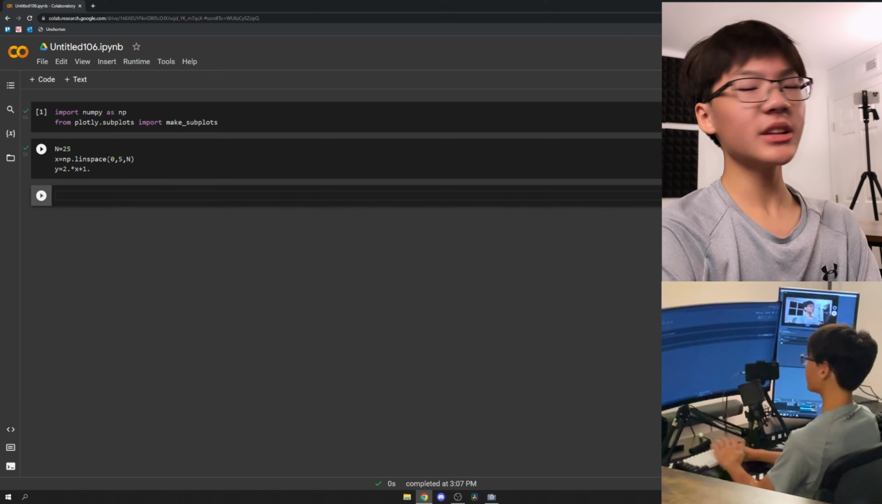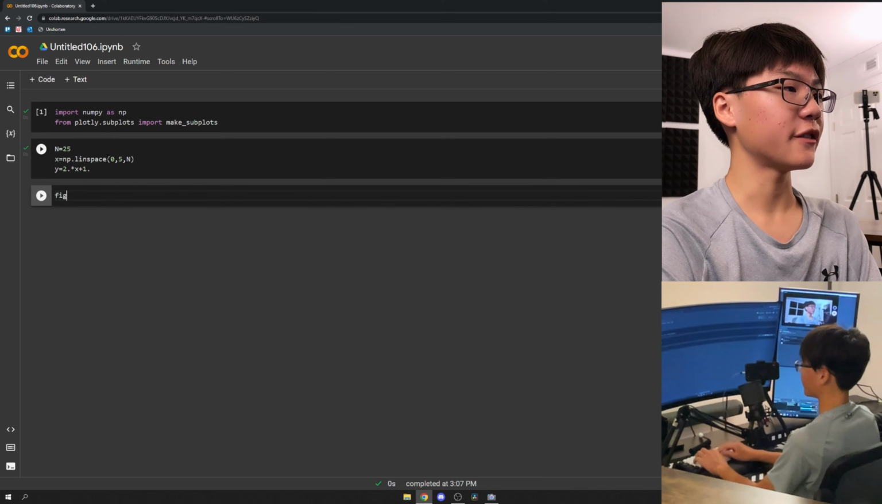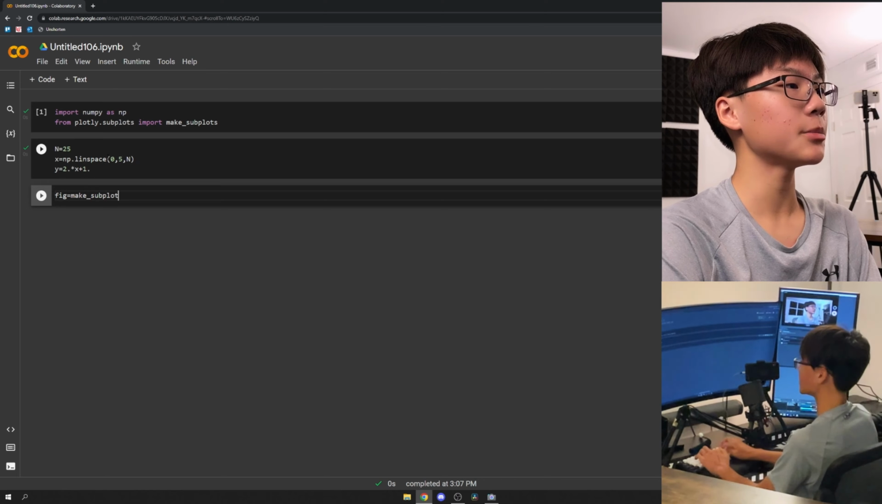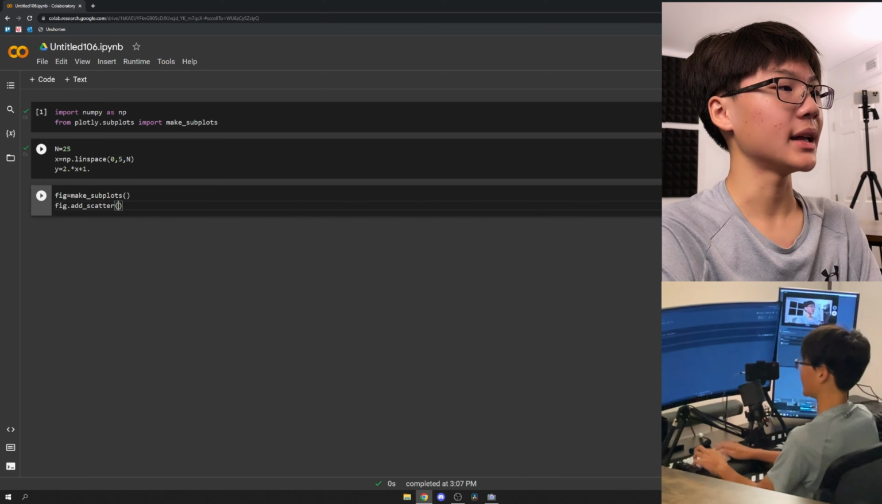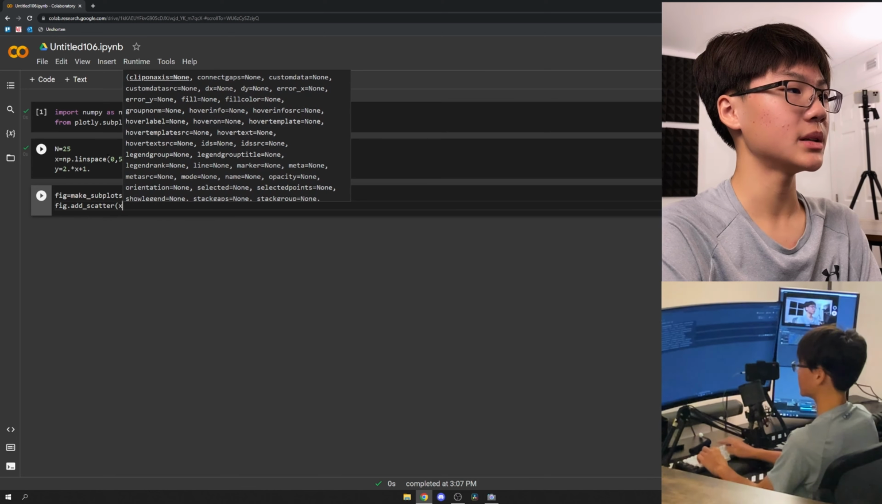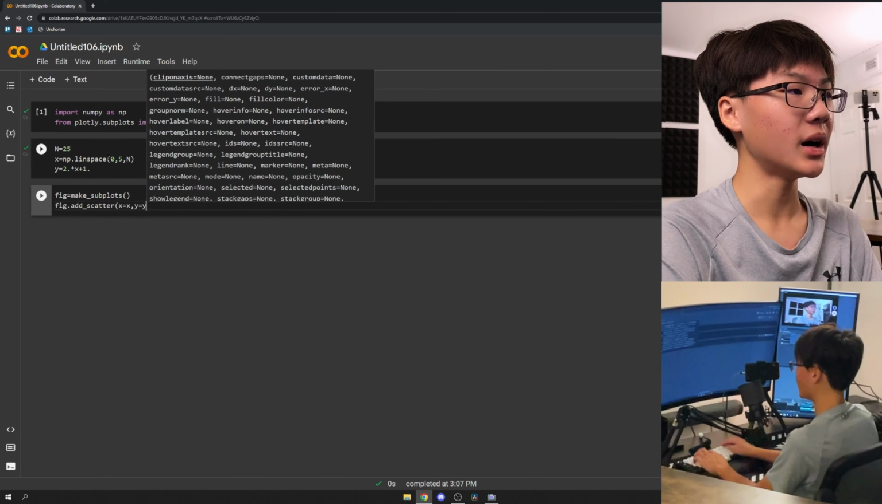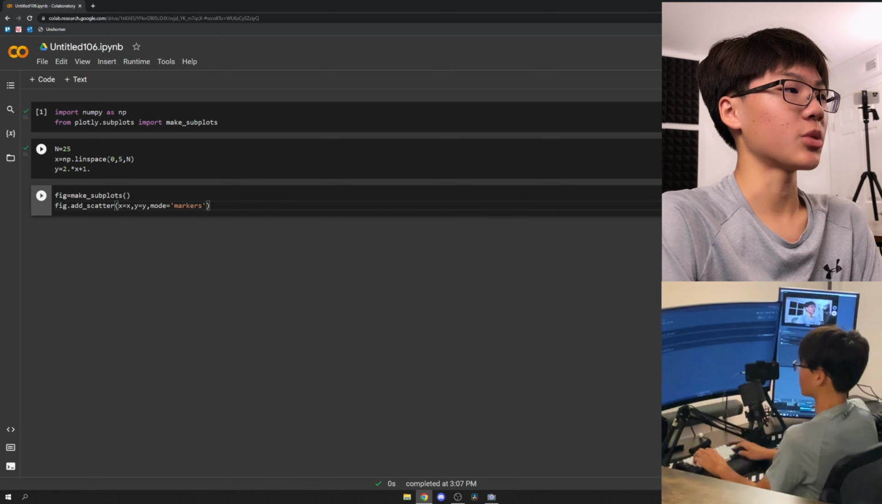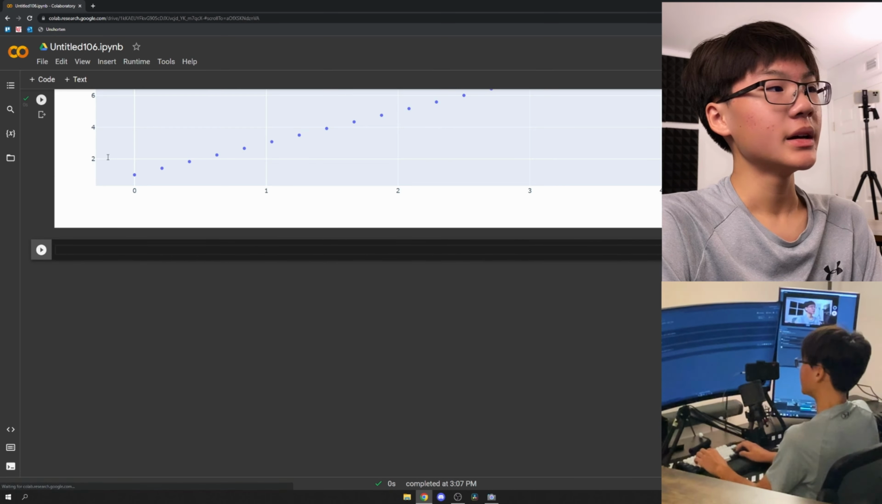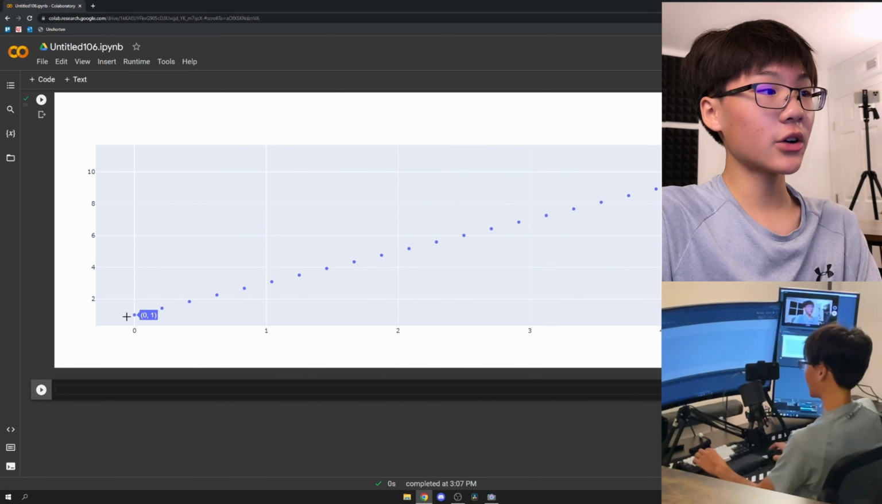Okay, so after that, we could plot this up. So we're going to create a figure. So figure is going to be equal to make_subplots. And now we want to add a scatter to our figure. And let's say we want our x equal to x, y equal to y, and let's say our mode is going to be set to markers, close the parentheses, shift enter. Now we have our scatter plot of our data points.